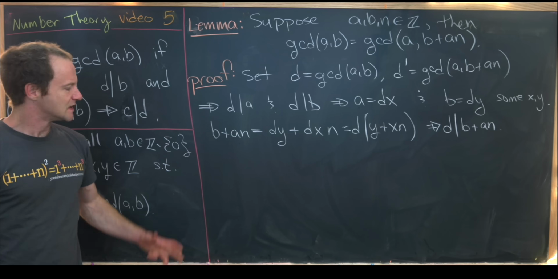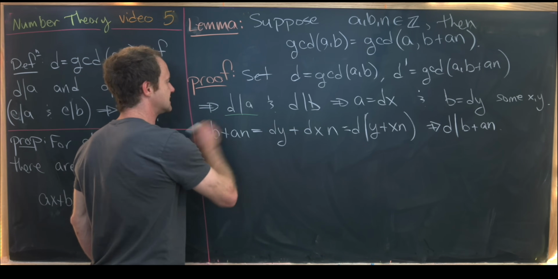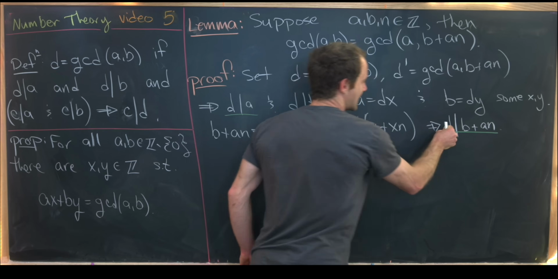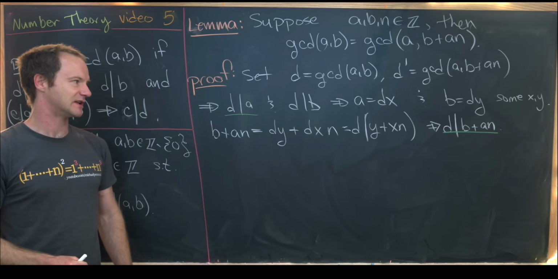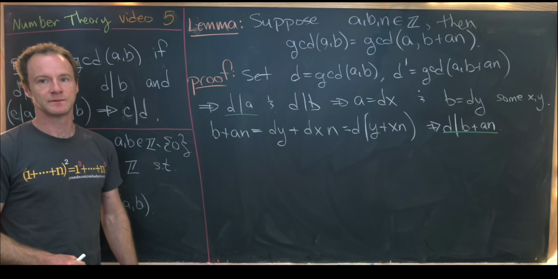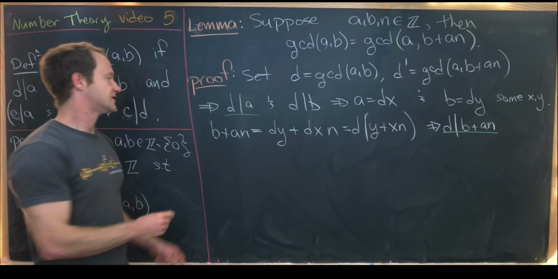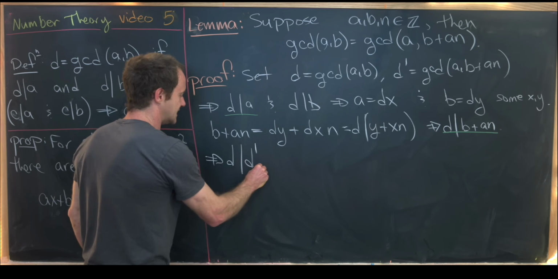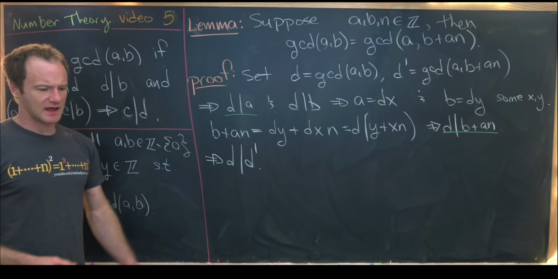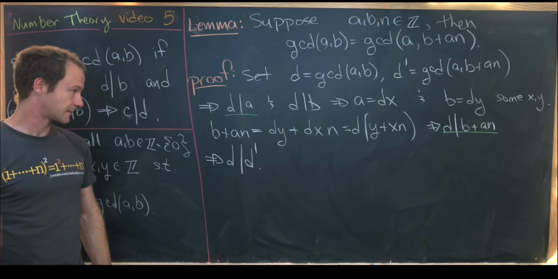Okay, great. So let's see what we've got at this point. We have d divides a and d divides b plus an. In other words, d is a common divisor of those two numbers. But d prime is the greatest common divisor, so that means that d must divide d prime, again by the fact that d prime is the greatest such divisor.